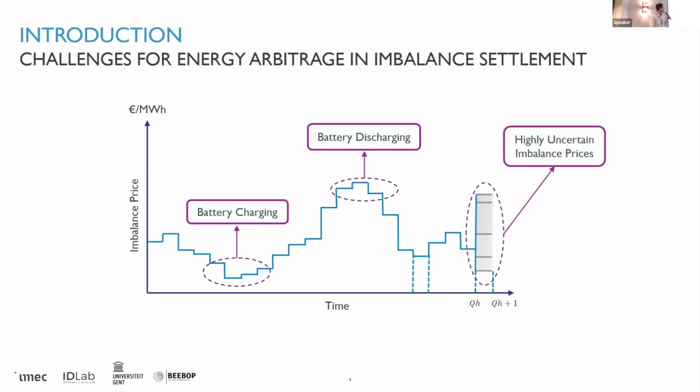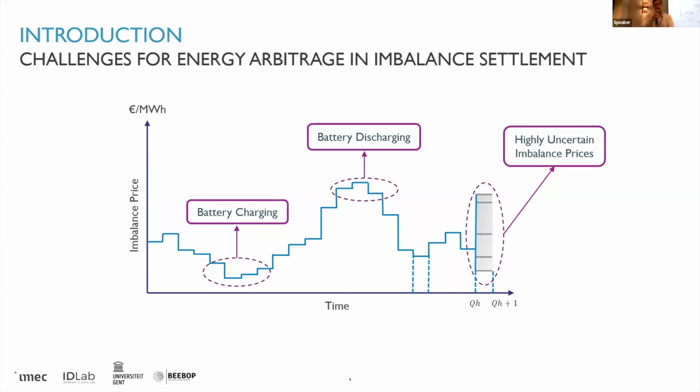There are some challenges to participating in the imbalance market. The first and most important one is that imbalance prices are highly uncertain and highly volatile. We don't even know the current imbalance price for the current quarter hour, and it will be calculated when the quarter hour is over.